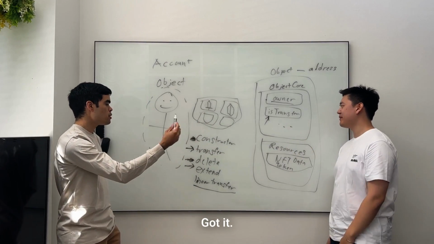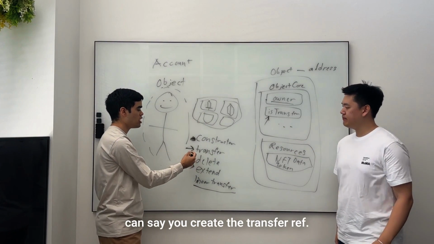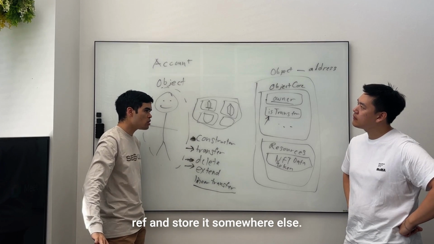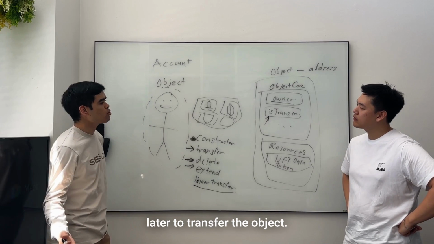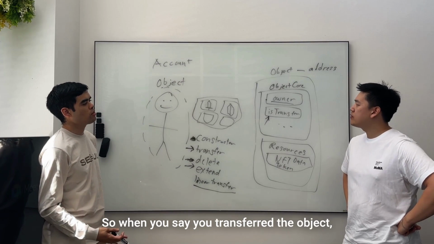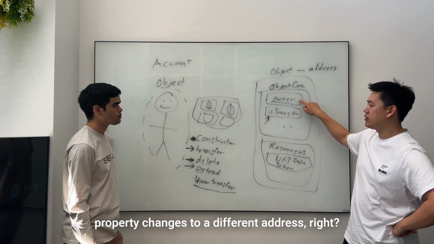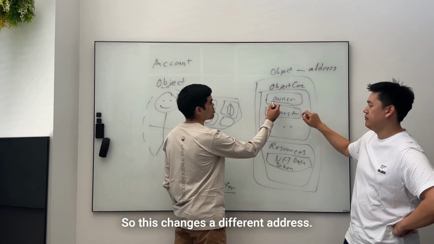That's right. So what you can do is create the transfer ref, then create a linear transfer ref and store it somewhere else, and then use that later to transfer the object. When you transfer the object, that means this property right here, the owner property, changes to a different address.